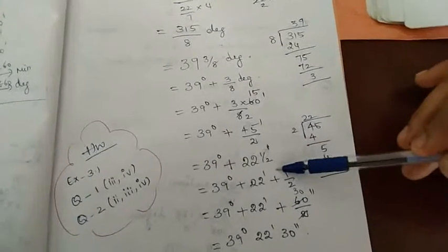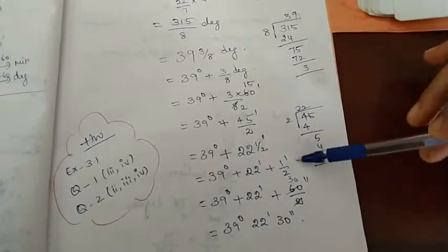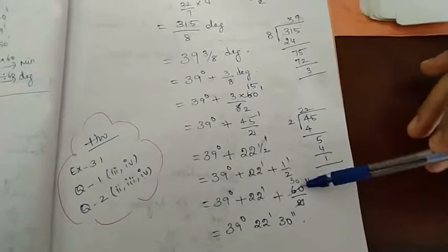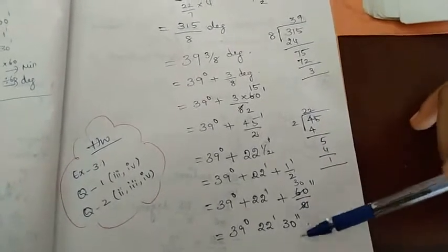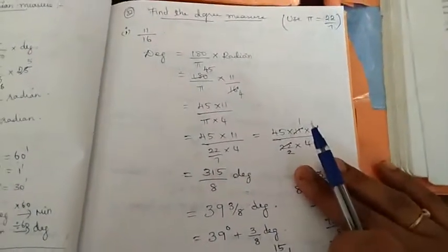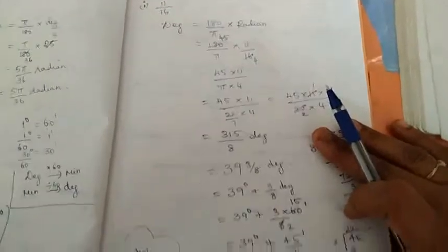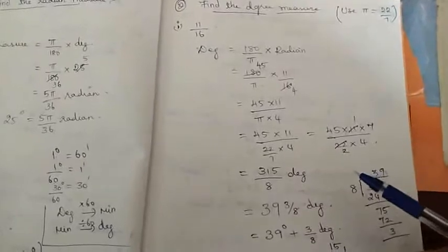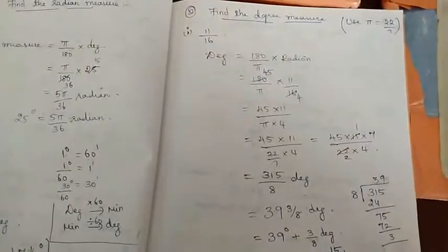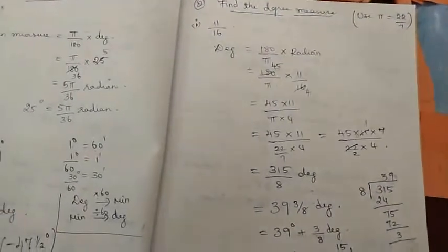Again the half, how will you convert it into seconds? You have to multiply it by 60 again. So 39 degree, 22 minute, 30 seconds. This is how you have to give your answer. You should not leave it just like that, right? So I hope you people recalled how to convert degree measure into radian measure, right? Now let us move on to the next topic.